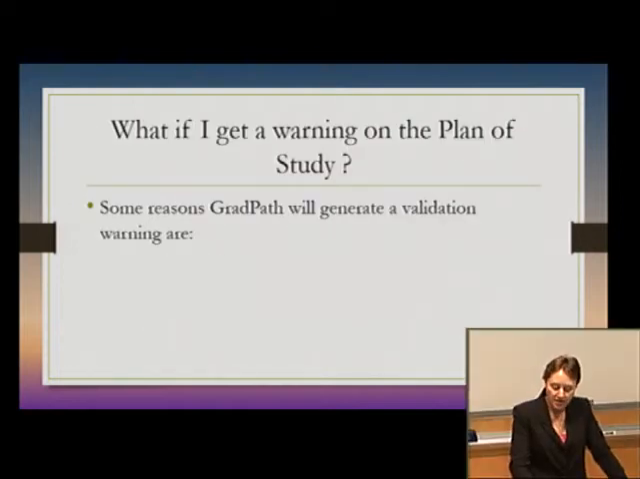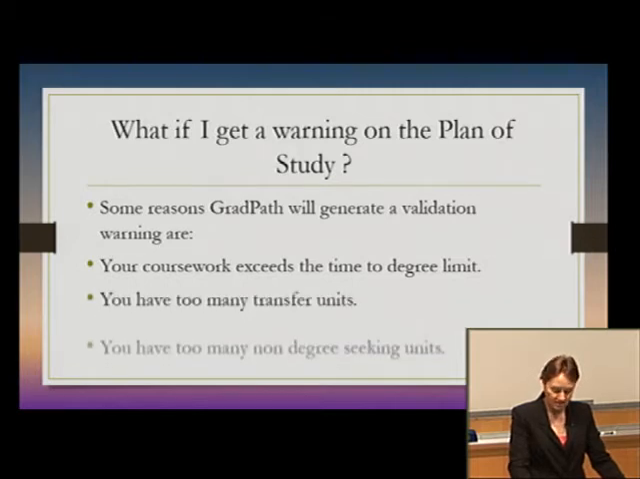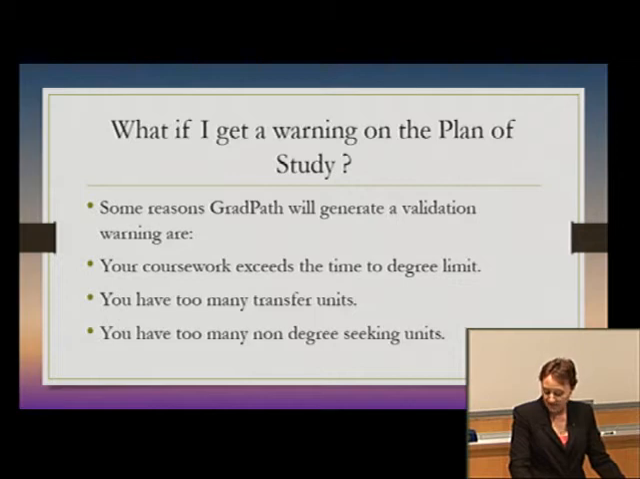What if I get a warning on the plan of study? There are several reasons GradPath might try to alert you to a problem on your plan. For example, perhaps your coursework exceeds the time to degree limit. Maybe you have too many transfer units. Maybe you have too many non-degree seeking units. There are other reasons, but those are the most common reasons you might get a warning.